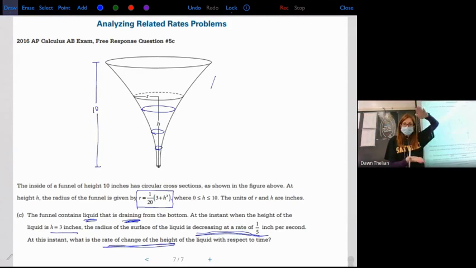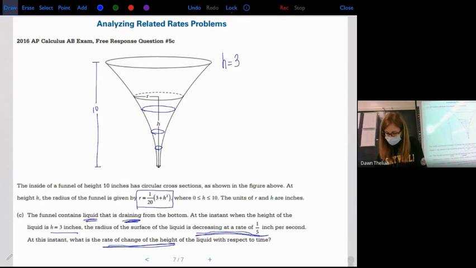The funnel itself doesn't change. However, this question is talking about liquid inside of it that's draining out. As time passes, the radius and the height of the liquid are going to be changing depending upon that formula. So the radius and the height of the liquid are variables. They are not constant. At the instant when the height of the liquid is 3, so height equals 3, but not constant throughout the whole problem, just a snapshot.